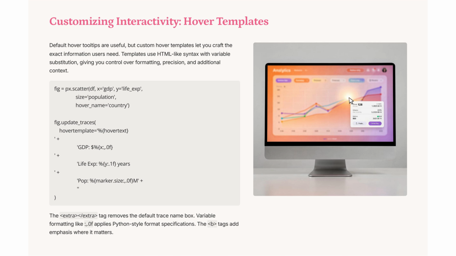Customizing interactivity with hover templates in Plotly allows precise control over displayed information. Using HTML-like syntax, you can format gross domestic product, life expectancy, and population data with precision. The extra tag removes default trace names, while Python-style formatting and HTML tags enhance clarity and emphasis, providing users with tailored insights.